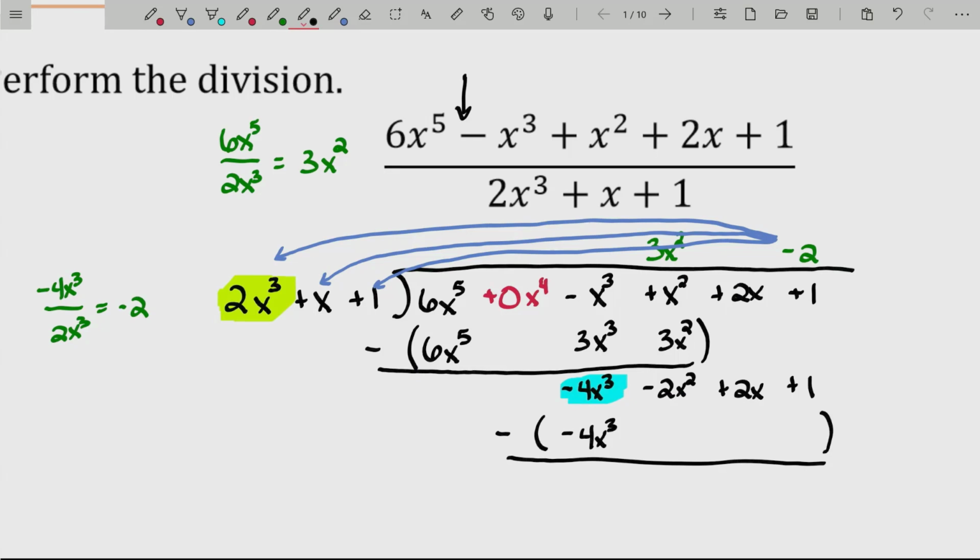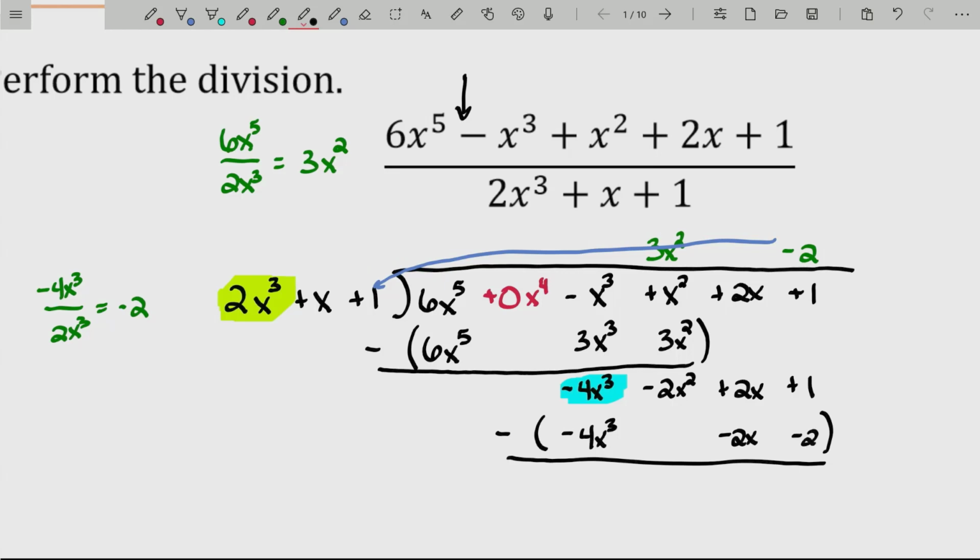So negative 4x cubed plus a 4x cubed, those will disappear or cancel each other out by design. And so that means that we've done the right mathematics so far. Now we take the negative 2 and we multiply it against the x. That becomes a negative 2x. I'll write that here, negative 2x. And we'll take that negative 2 and multiply it by the positive 1. We'll get a negative 2.